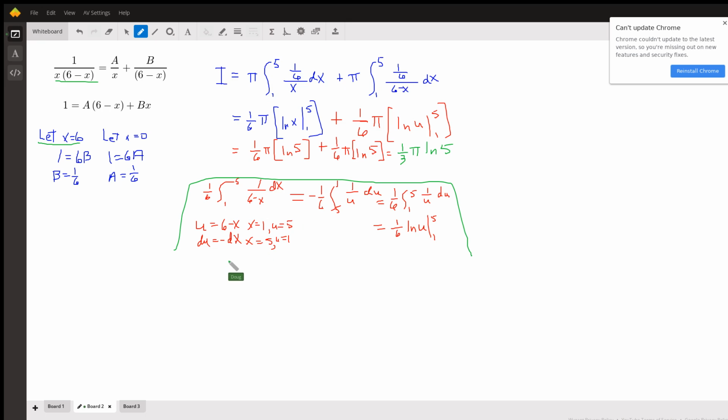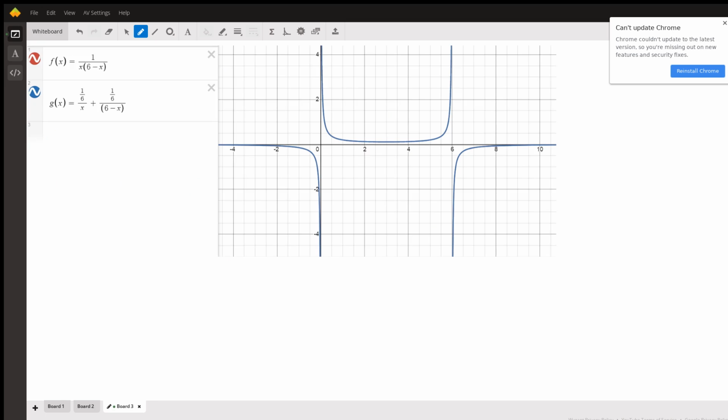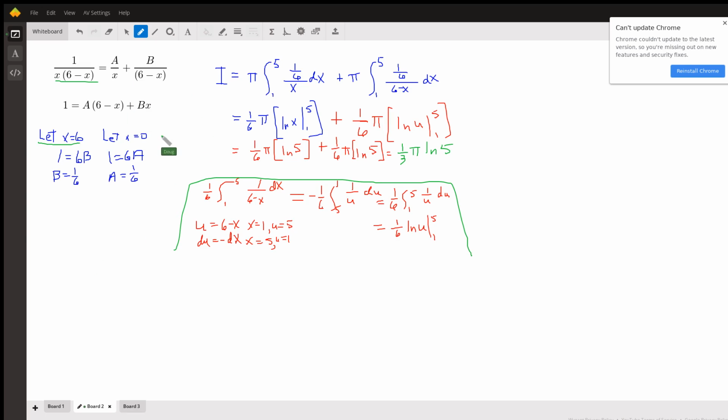Okay, and just to convince you that these two functions are equivalent, on Desmos, there they are graphed, they're identical. So this function is algebraically equivalent to this function. Okay, and so this one's pretty easy.